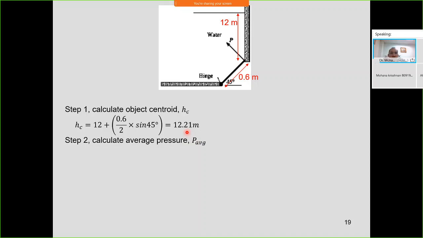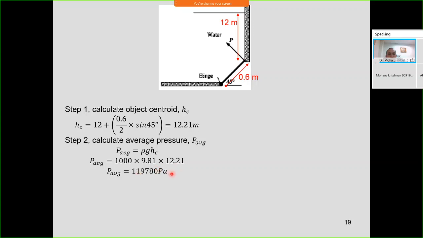Okay, second, you can calculate the P average, the average pressure. I think P average is simple: Rho g h_c, just include everything. Rho is 1000, g is 9.81, and h_c you calculated here is equal to 12.1.